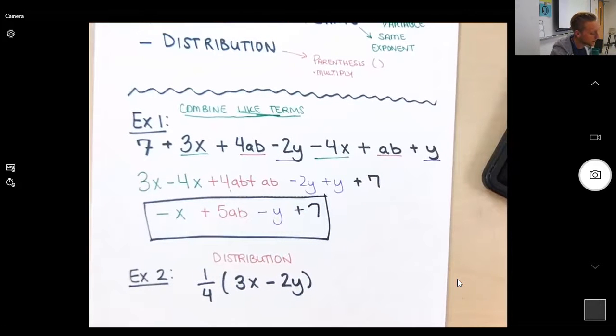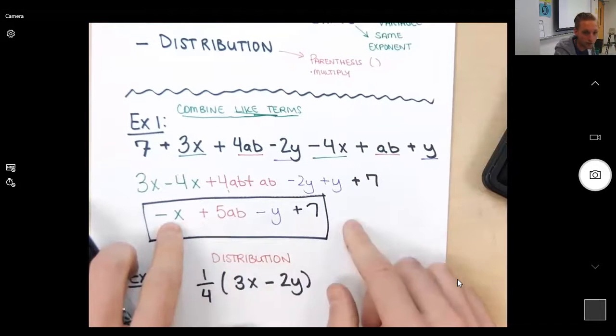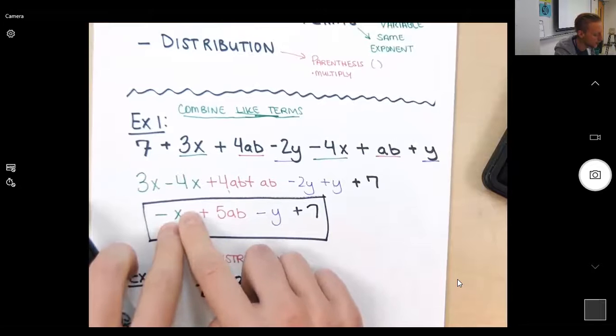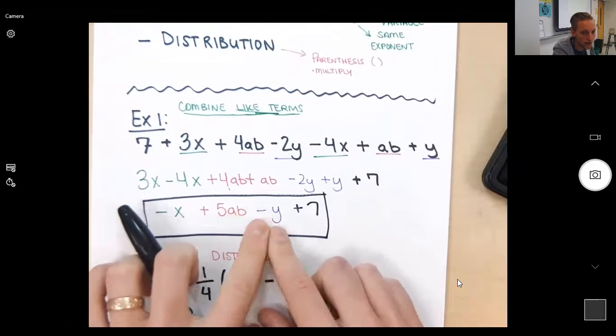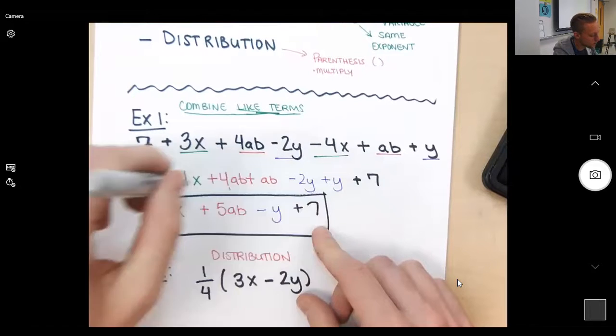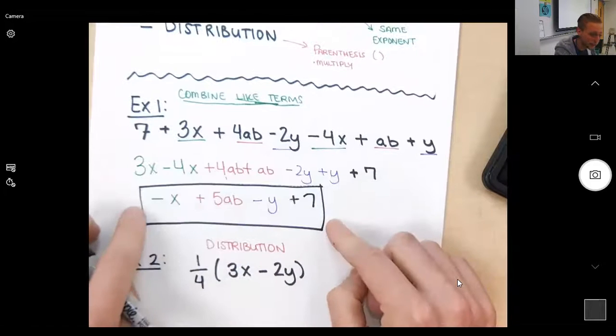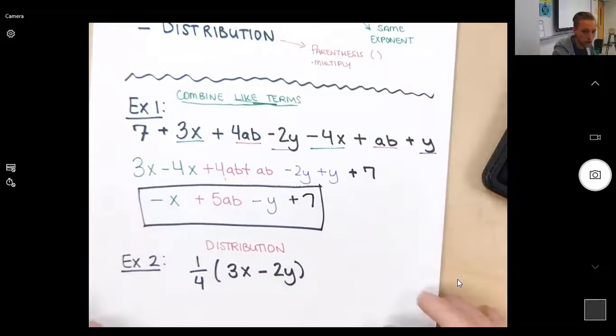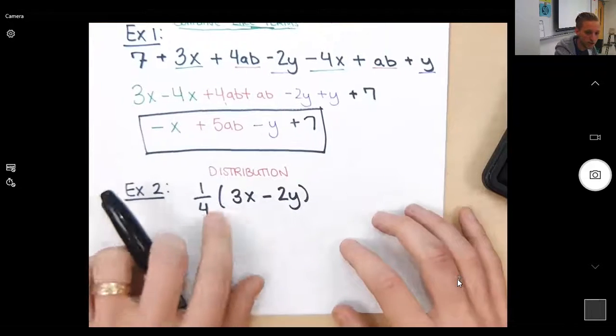Okay, so that's combining like terms. I know I'm done because there's nothing else that has an x in it with an exponent of 1. There's no other ab's, there's no negative y's, and there's no more just constant numbers. So I've combined all my like terms. We are completed here. So that's combining like terms. Now let's talk distribution.